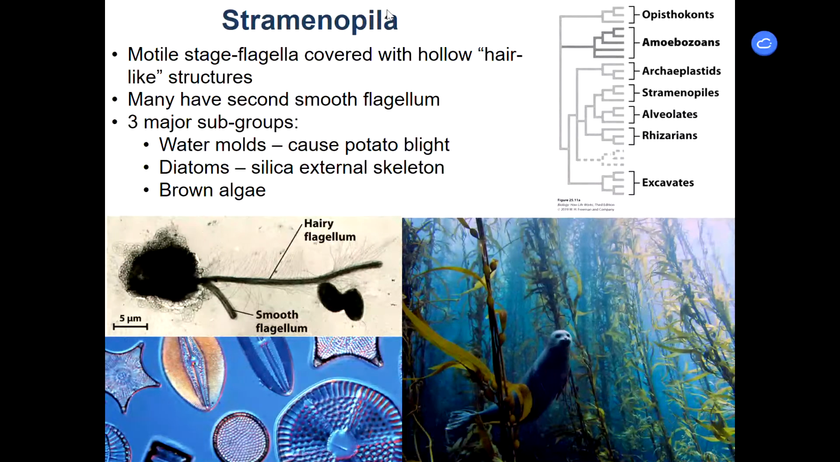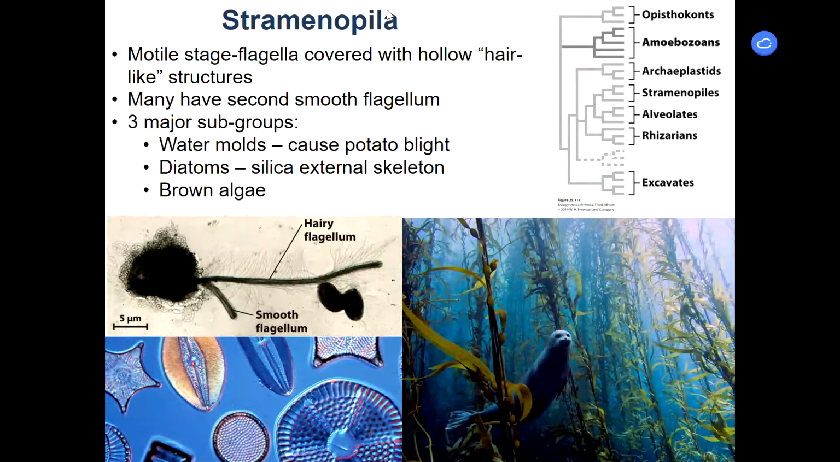We have diatoms, and here are a few diatoms down here. They have a silica, almost glass-like, internal structure. I showed you a bunch of pictures of them in the beginning of class because they're so cool. And brown algae. Brown algae is not a plant, it is a Stromenopelia. An example of a brown algae is giant kelp. And there's a picture of a seal just for you to get an idea of how large giant kelp is.